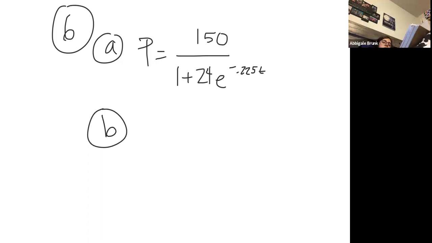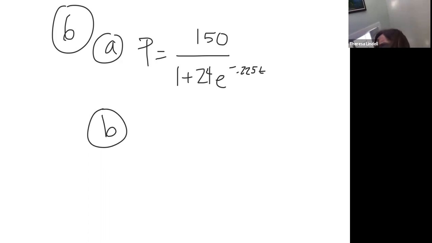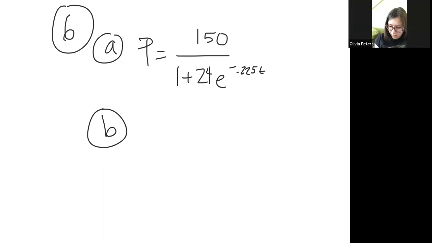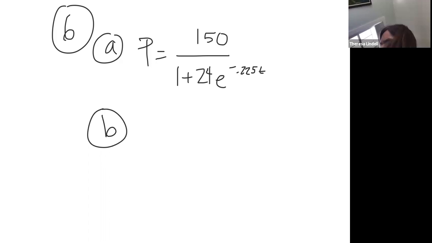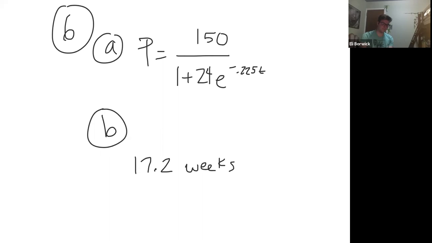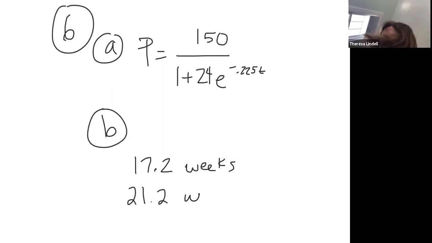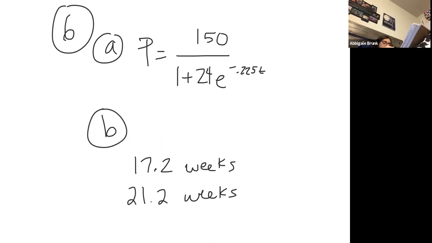And then part B was how long will it take for the guppy population to reach what? 100 and 125. 100 and then 125? Okay, good. That's also what I had in here. So for the 100, I got 17.2-ish weeks. Yep. And for the other one, I got 21.2-ish weeks. Oh, wow. I got really big numbers, but I probably could have done something.